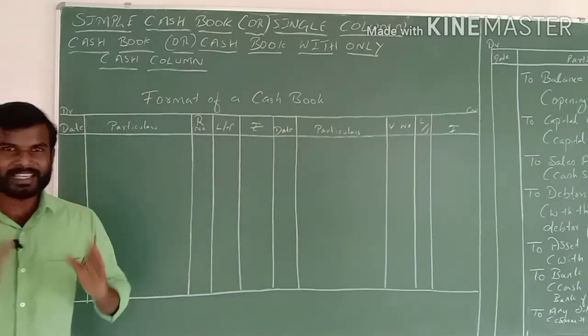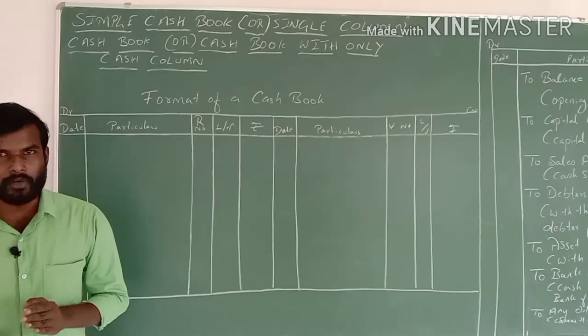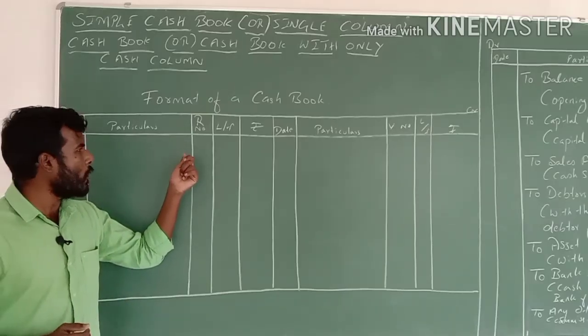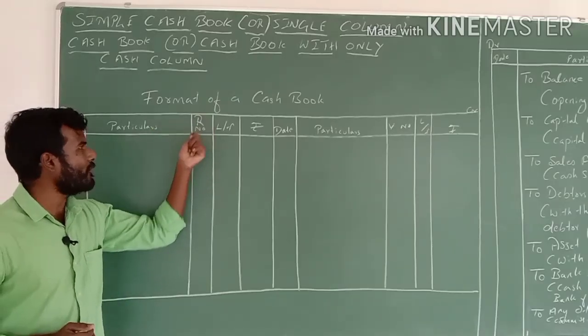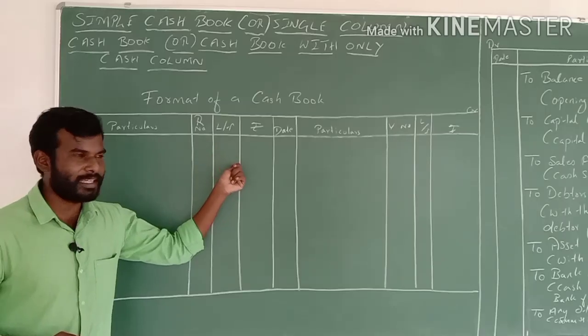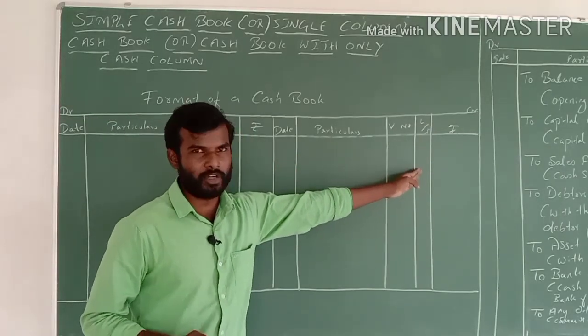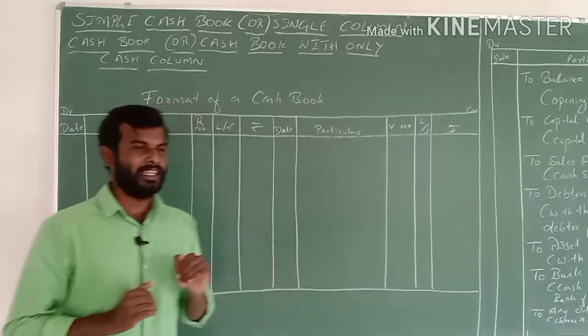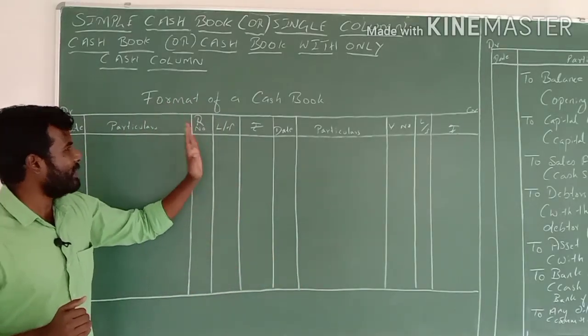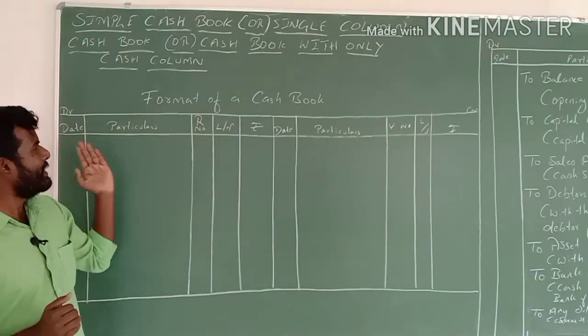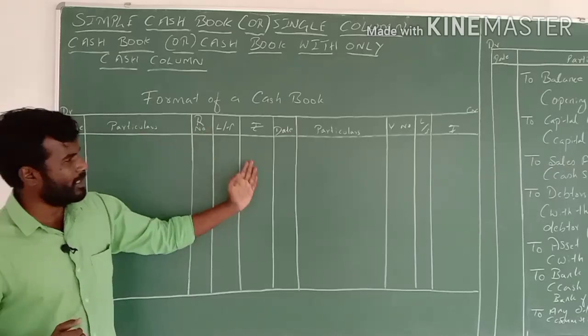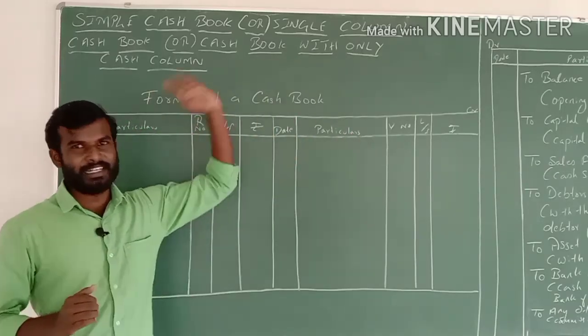For the purpose of examination, we can ignore these two columns, that is the receipt number as well as the ledger folio. Here, the voucher number as well as the ledger folio, we can ignore these columns. This part is not required. We can directly take date, particulars, rupees, date, particulars, rupees, that is debit and credit.